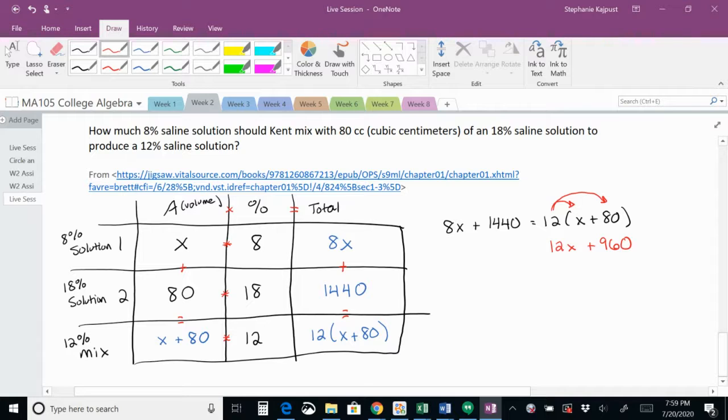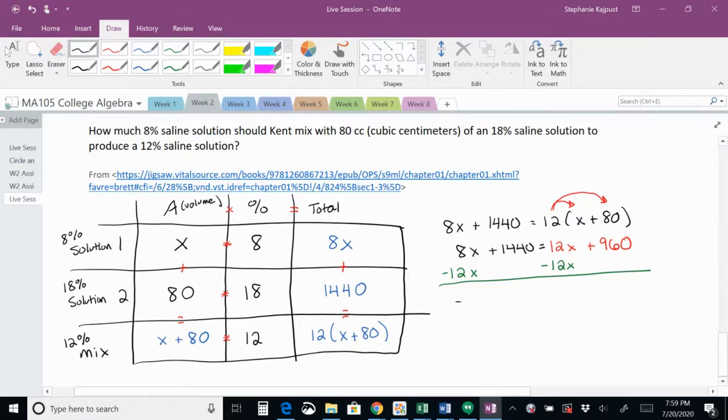Which calculator tells me is 960. So I've got 8x plus 1440 equals 12x plus 960. So now we want to get all the x on one side, and it doesn't matter which side you pick. I just always like to put it on the left. So I'm going to subtract my 12x. Since it's positive, we do the opposite, so we're going to subtract.